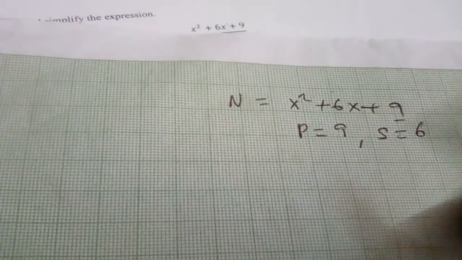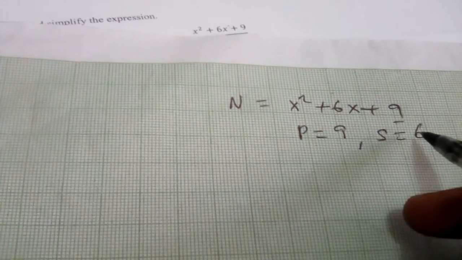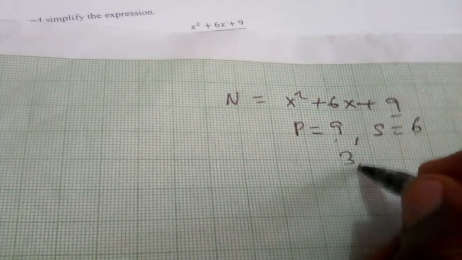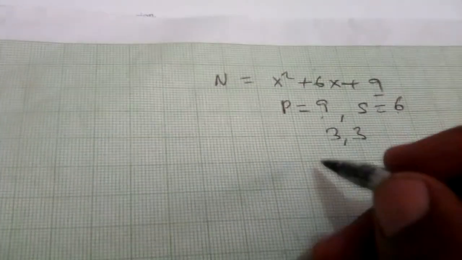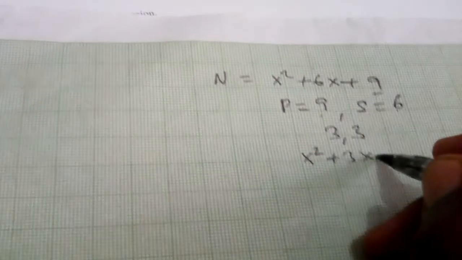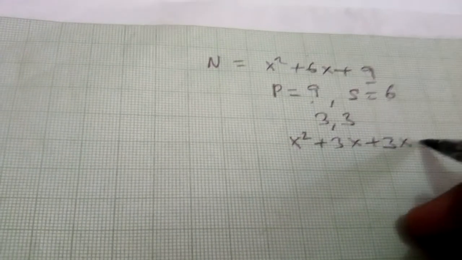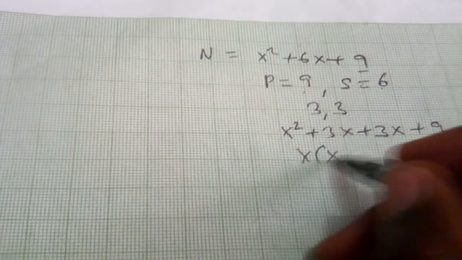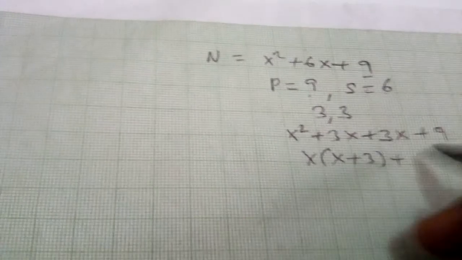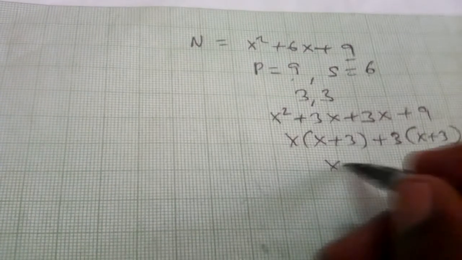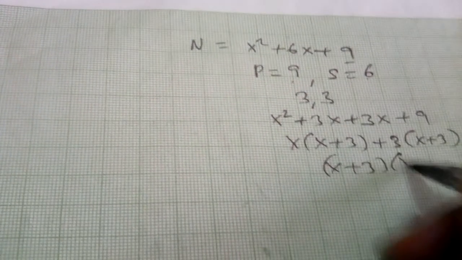So you ask yourself, which are these two numbers which when you sum them you get 6, and when you multiply them you get 9? It is very clear that those numbers are 3 and 3. So using those two numbers, you can comfortably write this expression this way, and you factor, you're going to have x squared plus 3x plus 3x plus 9, and the factors now become x plus 3, x plus 3.